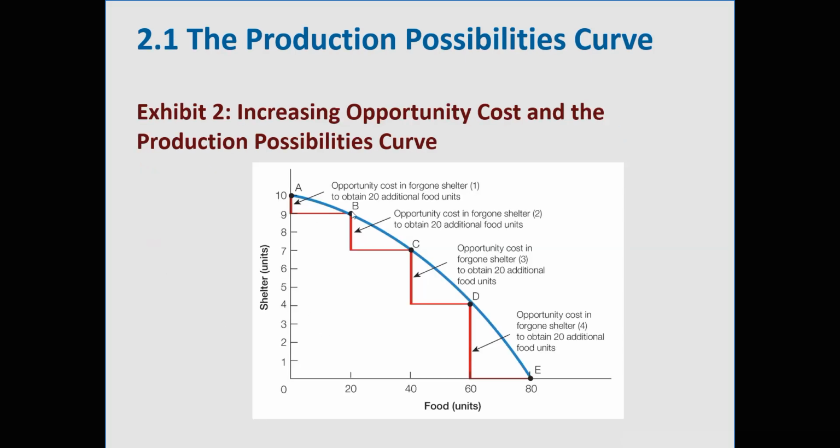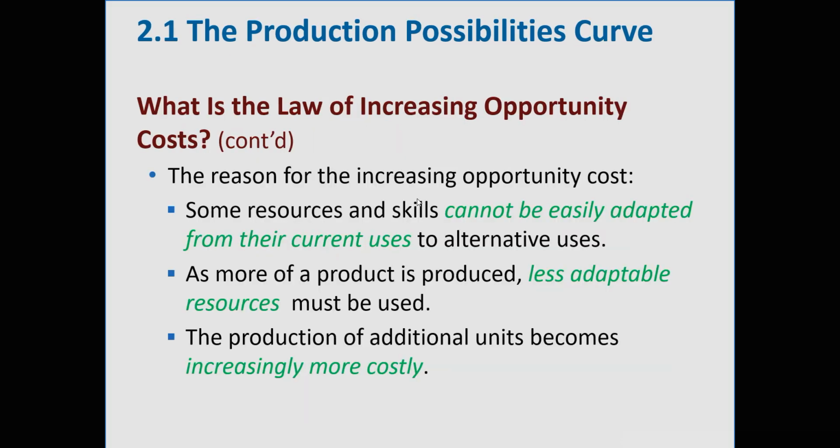So this is shown in this diagram. Here you give up 1, here you give up 2, here you give up more and more units in order to produce the same amount of the other, and vice versa. This is simply the law of increasing opportunity cost. Now, why is that like that?